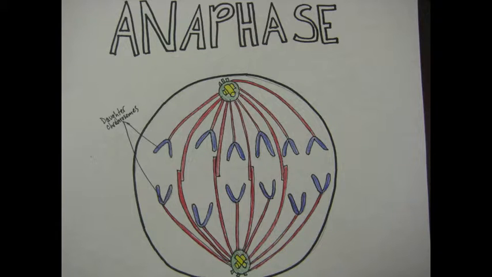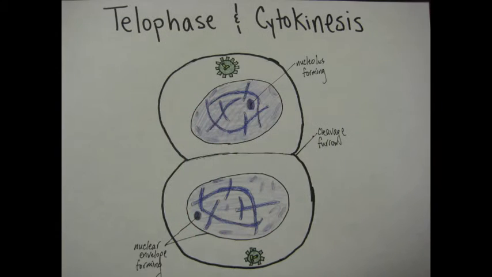The cell begins to elongate as the non-kinetochore microtubules push against each other. The kinetochore microtubules pull on the cohesins and separate the sister chromatids, ending with equivalent and complete sets of chromosomes.